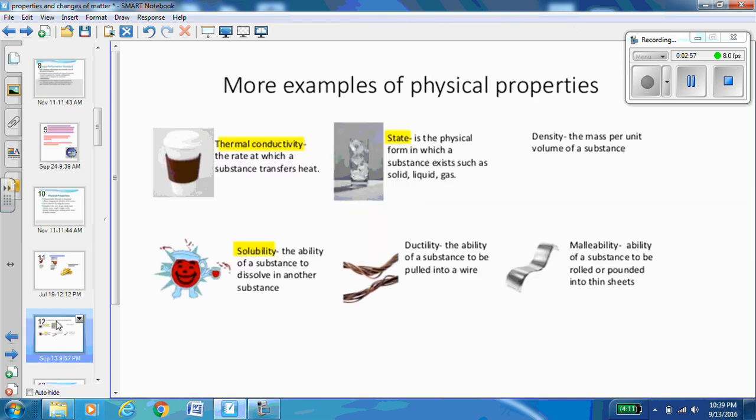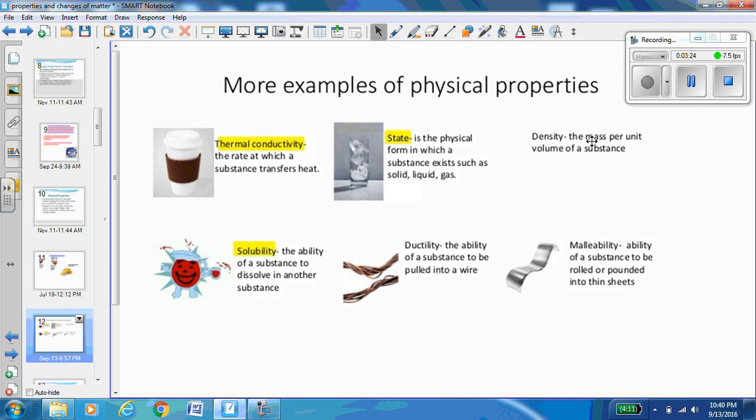Let's look at some other examples of some physical properties. Conductivity, which is the rate at which a substance is going to transfer heat, would be an example of a physical property. So when you're talking about whether something can be an insulator or a conductor, then that is a physical property that you are describing. State of matter, which is something we just previously studied. So if you determine whether a substance is a solid, liquid, or gas, that is also a physical property.